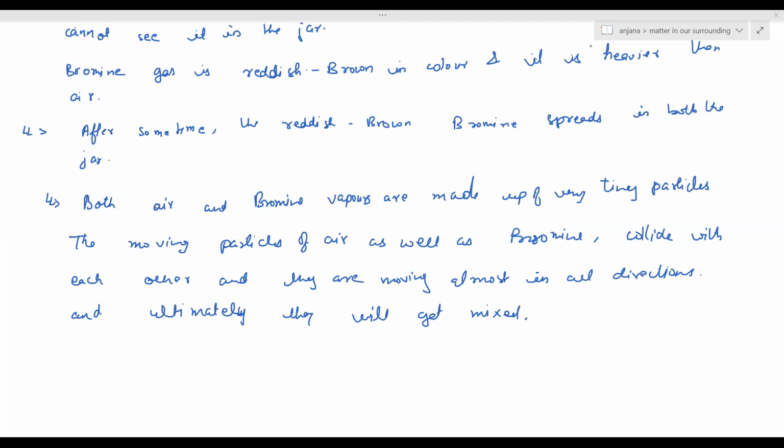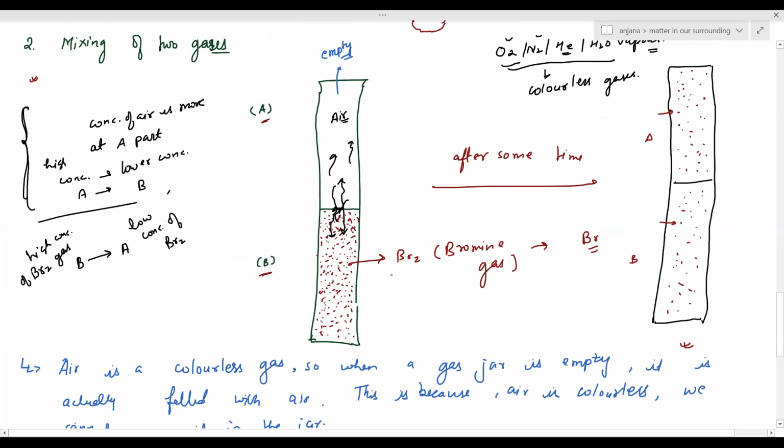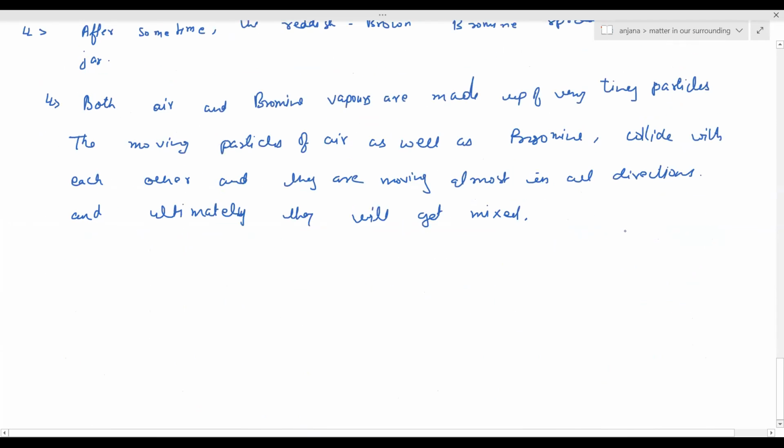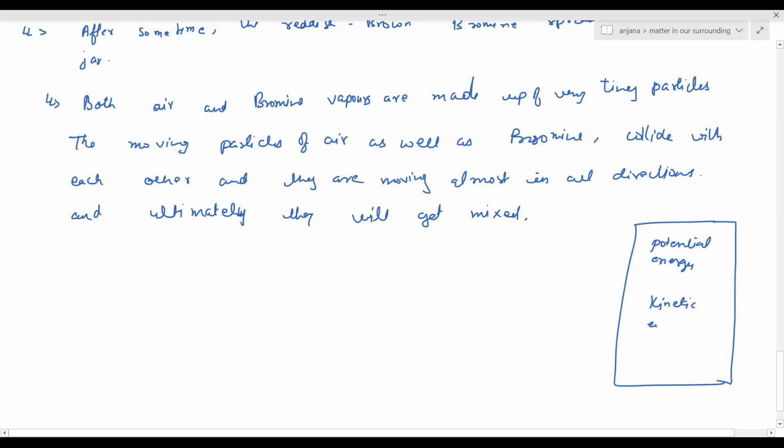Yes, good Shivansh. What is happening here is, although the particles of bromine are quite heavy, I told you that this is a heavy gas as compared to air, still it is moving in upward direction, and the gravitational pull is quite negligible. The reason is that they have high kinetic energy. Any substance has different kinds of energy, but basically you should know that any substance will have majorly two kinds of energy. One is your potential energy, and another one is your kinetic energy.